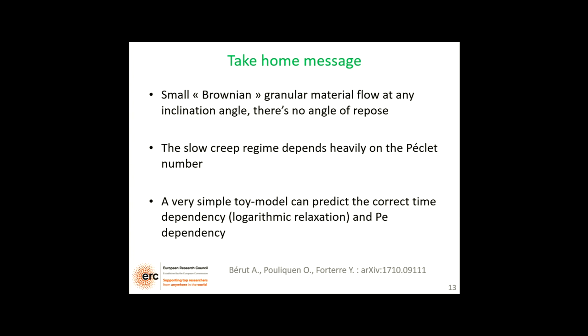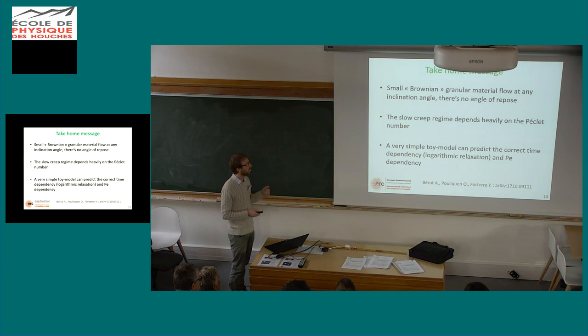The take-home message is that small Brownian granular material flows at any angle because it is agitated slightly by thermal motion. The slow creep regime depends heavily on the Peclet number, and with a very simple toy model, we can predict the correct time dependency, the fact that it's logarithmic in time, and the Peclet dependency. This was funded by the European Research Council. If you want more detail, there is a paper on arXiv, with a link to a data repository where all the data are, if you want to look at them.